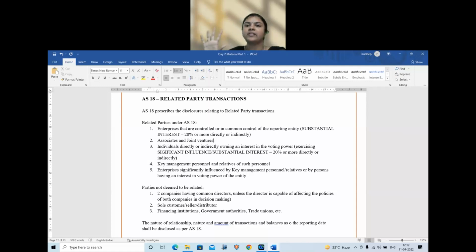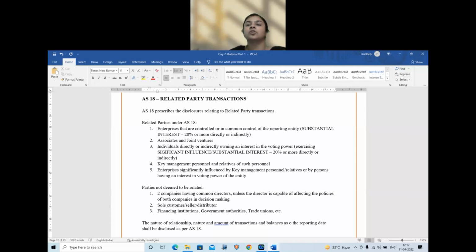So, five points. The first two are enterprise controls. The third and fourth relate to individuals. Now, parties not deemed to be related, where AS 18 will not apply even if there looks to be a relationship. First, two companies having common directors. In the scenario we just discussed, unless the director is capable of affecting the policies of both companies, which means unless he has significant influence, the two companies need not be related.